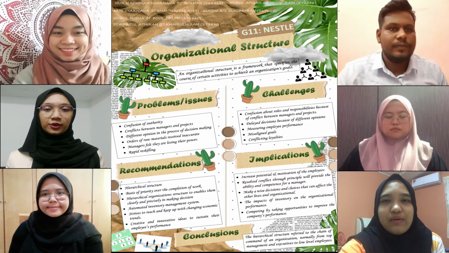I will explain the problems that arise related to the organizational structure of Nestle. One of the problems that arise is confusion of authority. As Nestle uses a matrix structure, it has dual lines of authority that combine functional and product departments. This means that employees have two bosses they need to report to, which is their functional department and product department.